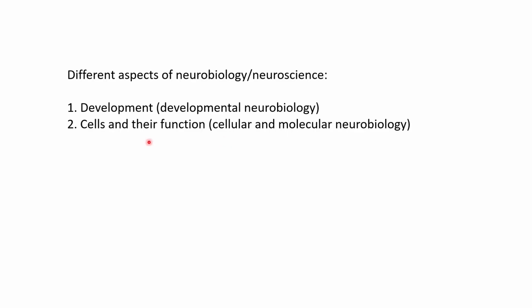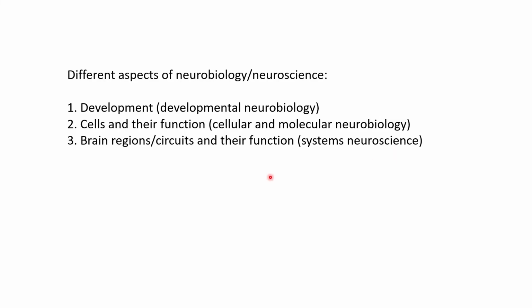Another subfield is called cellular and molecular neurobiology. As the name indicates, this subfield is concerned with what is happening inside the cells of the brain at the cellular and the molecular level. So what are the different types of proteins or different metabolites that are present in the brain and what functions they are doing. Then one can go at a level higher and try to understand how the neurons are interacting with each other to form circuits or brain regions, and what functions are being performed by these circuits or networks of neurons. So this comes under the field of systems neuroscience.